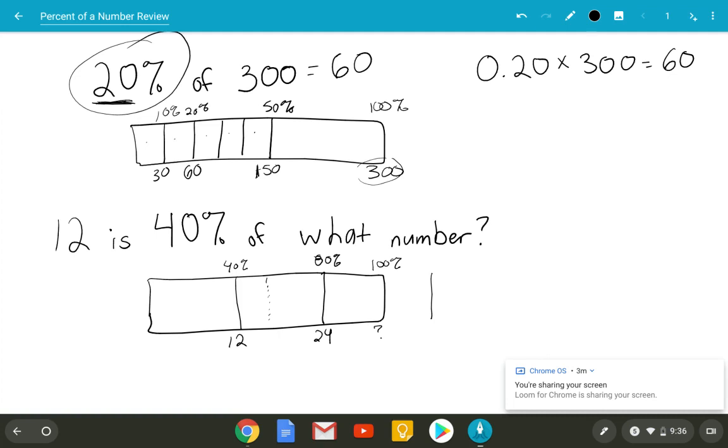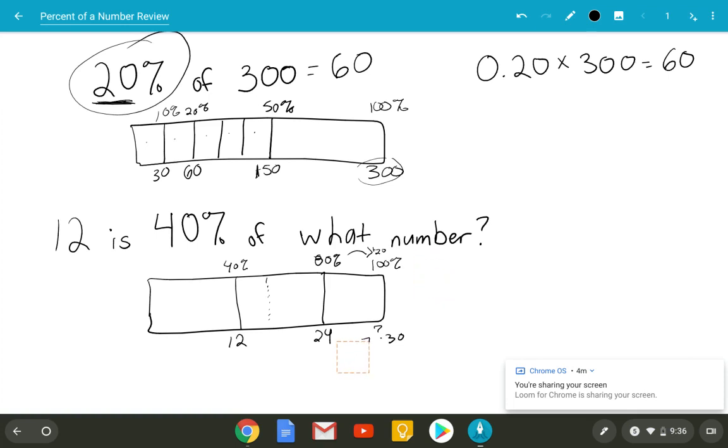However, if we look at this, we need half of 40%. We need 20% to get up to 100%. So if each of these 40% is 12, we need half of that, which is 6. If I add 20% to 80%, then I'm only adding half of this 12, which would be 6. So if I add 6 to 24, that would be 30. Again, kind of a weird way of thinking about it.